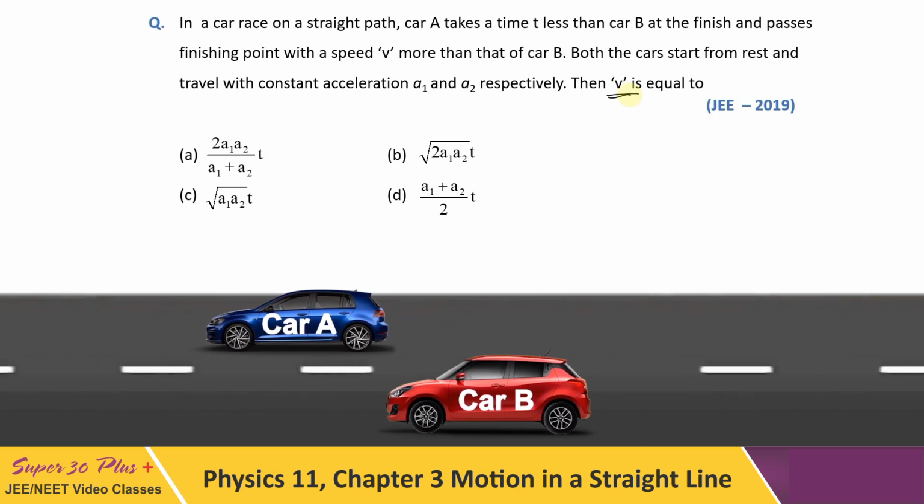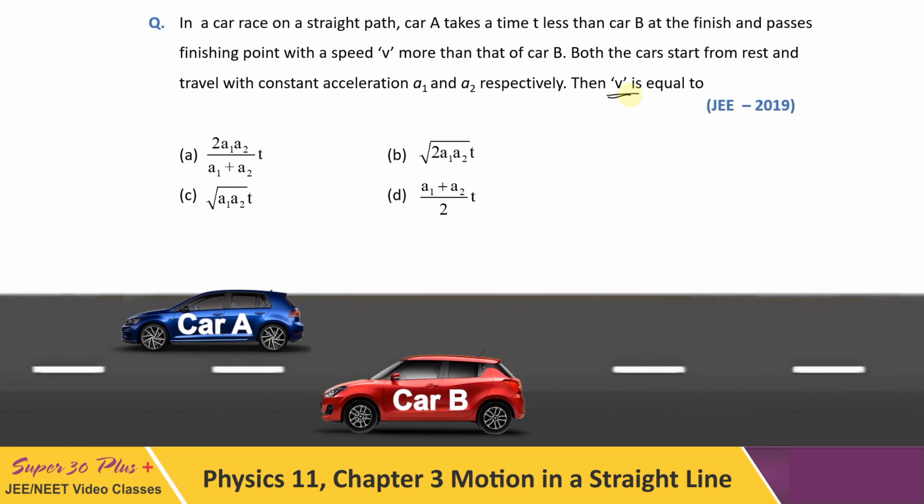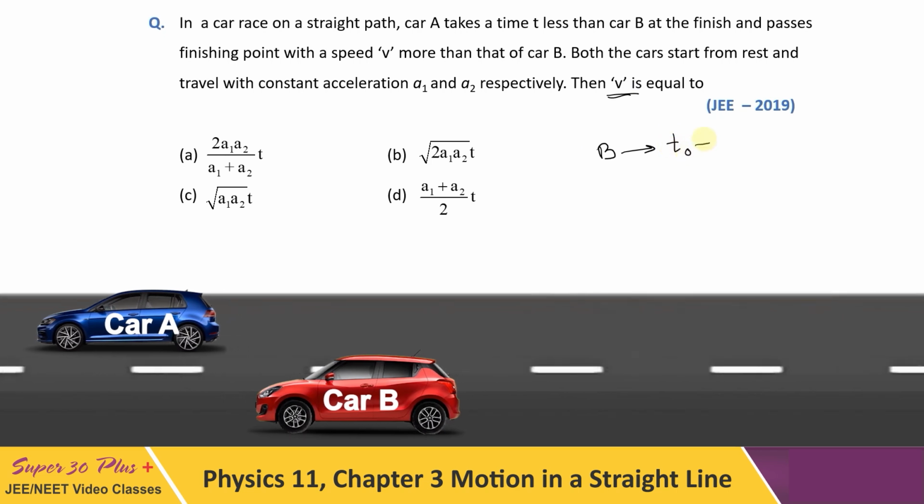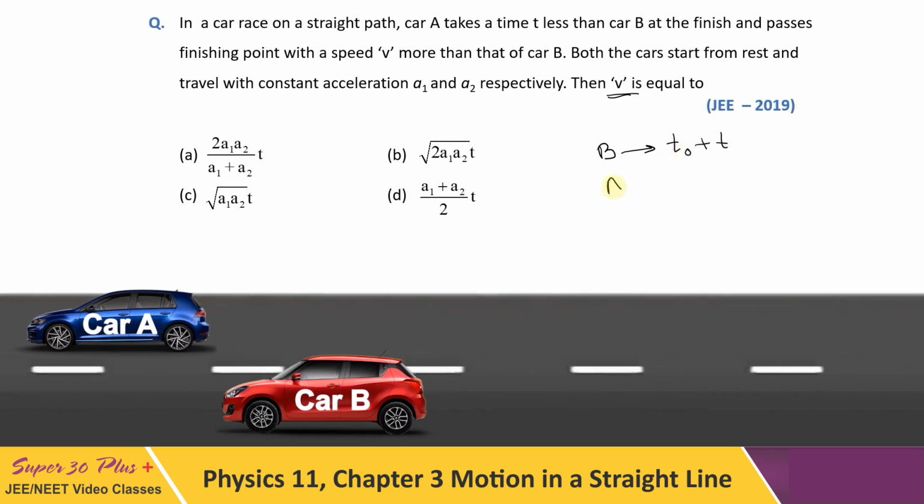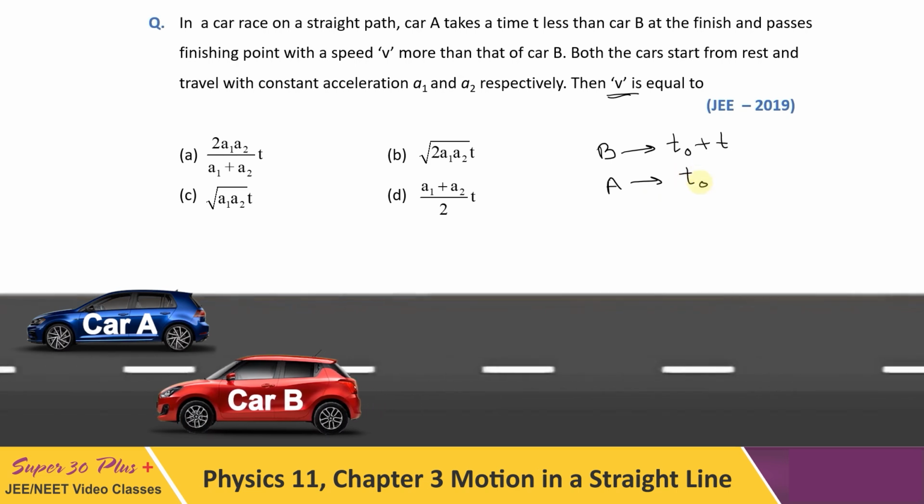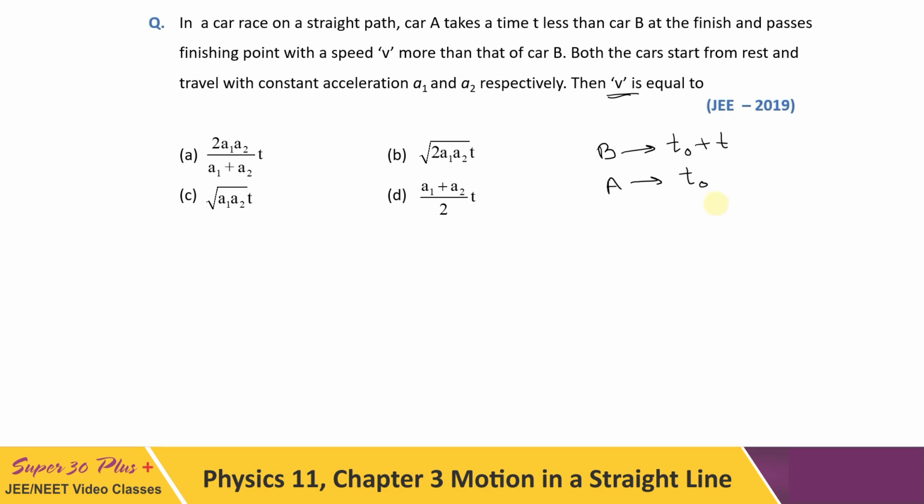So now let us consider car B is taking time t0 plus t. So for B, I am writing time taken is equal to t0 plus t. Then for car A, it would be t0 because A is taking time t less than car B. So for car A, it would be t0. The distance between these 2 points, if it starts from some point P to Q, then distance has to be same for both the cars. So let this distance be x.